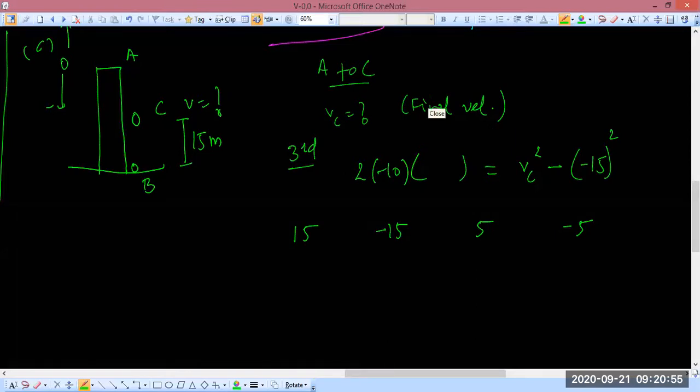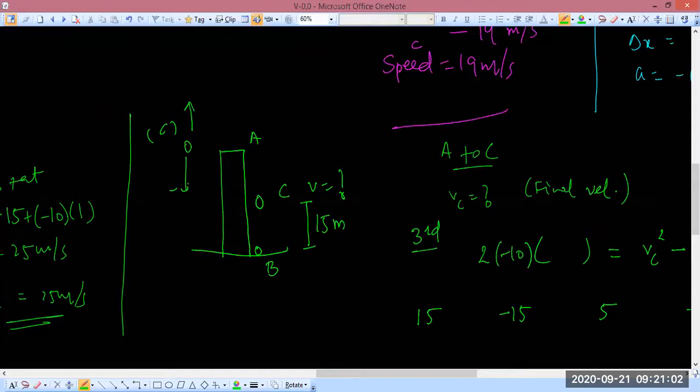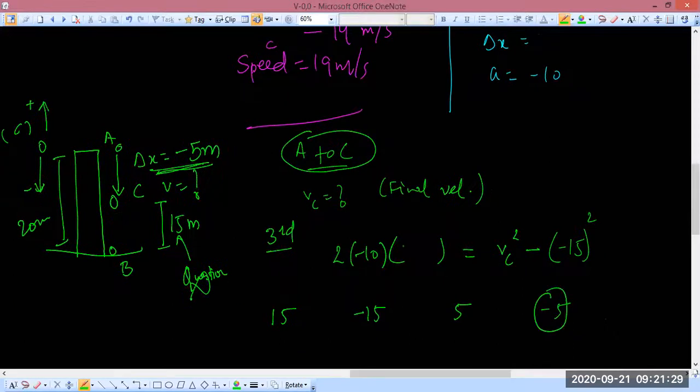According to the diagram I've taken, downwards negative, upwards positive, it moves from A to C, so this displacement is going to be minus 5 meter. We are talking about this A to C. This is given in the question, but we don't have to use that. We have to use this, because the building height is 20 meter. So this is the correct answer. Let's put it over there.